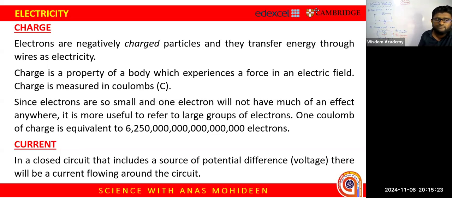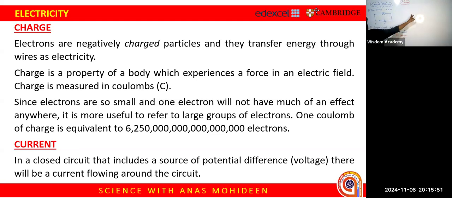Charge is a property of a body which experiences a force in an electric field. So where the electricity is connected, charge is measured in capital C. Capital C refers to coulombs. And charge is symbolized by capital Q. So you see what is called a charge.